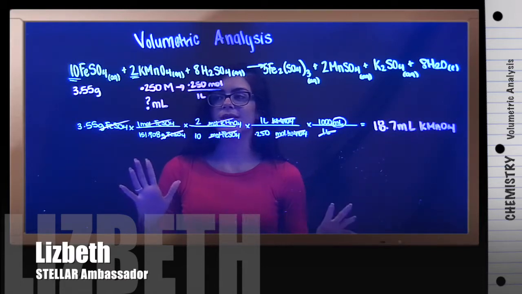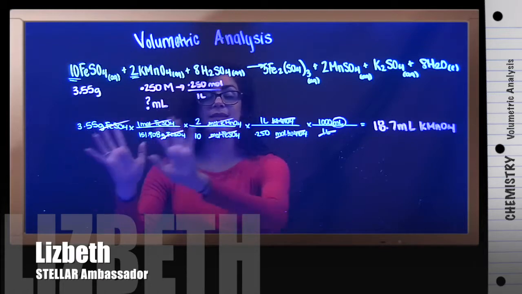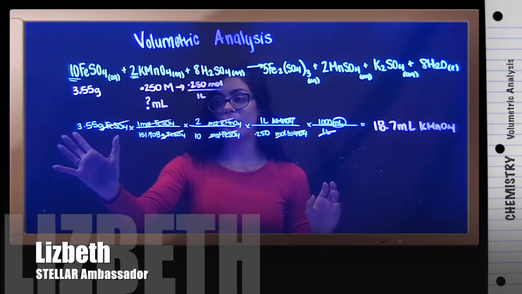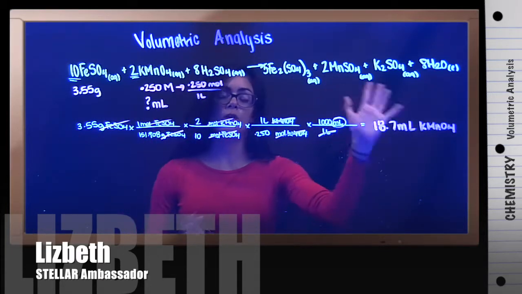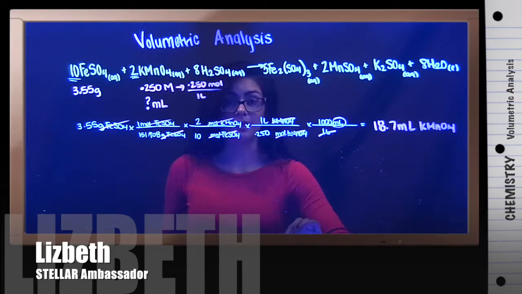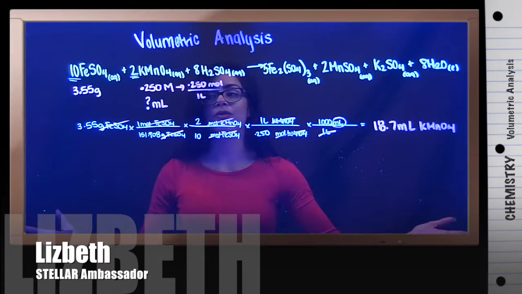So it's just a conversion between this to this. For every 3.55 grams of iron(II) sulfate, we are going to need 18.7 milliliters of potassium permanganate. And that's basically how you do a volumetric analysis.